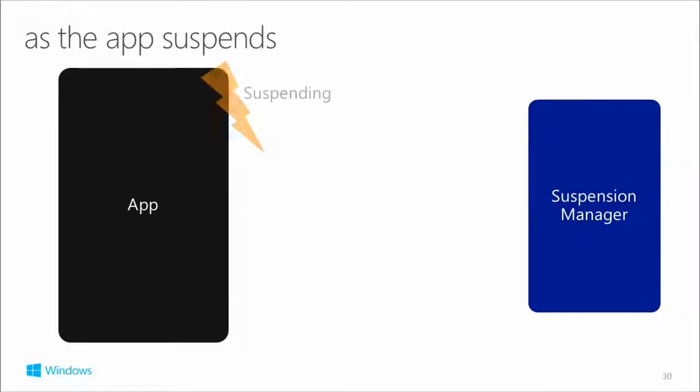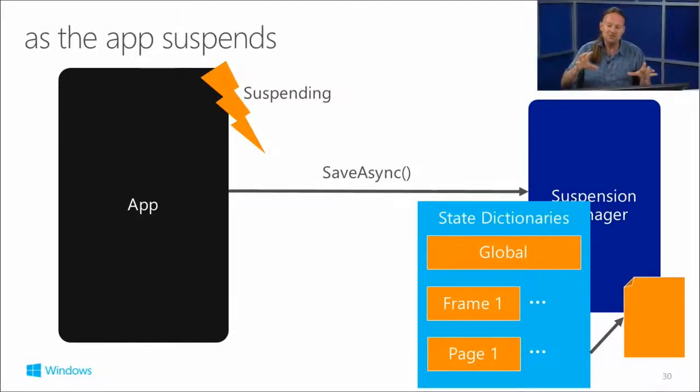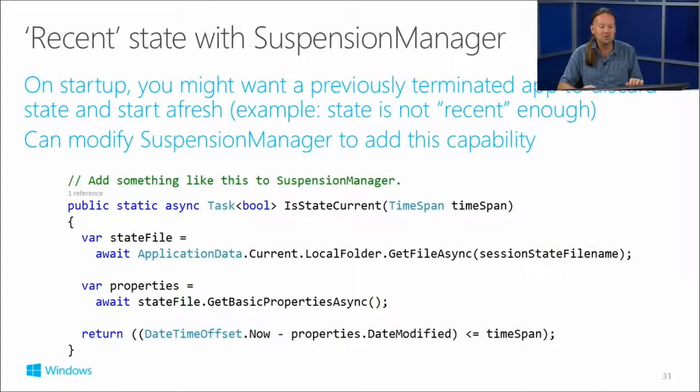And finally, as the app suspends, in the suspending event, you will call the suspension manager's save async method, and that saves everything. It saves the global state, which is the page navigation history, and also the frame state away into persistent storage.